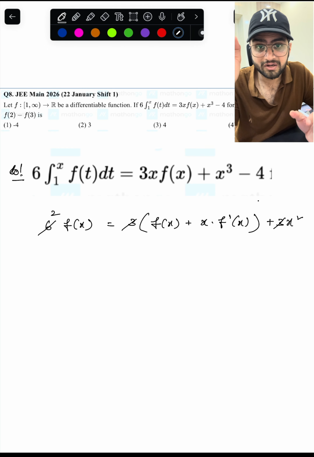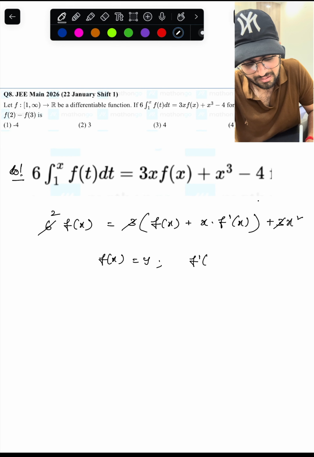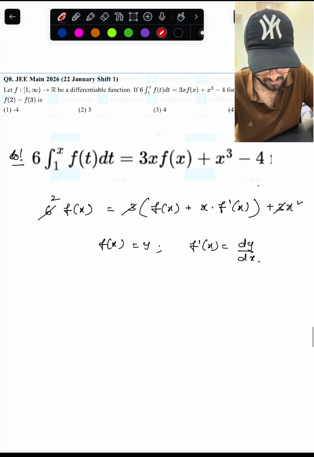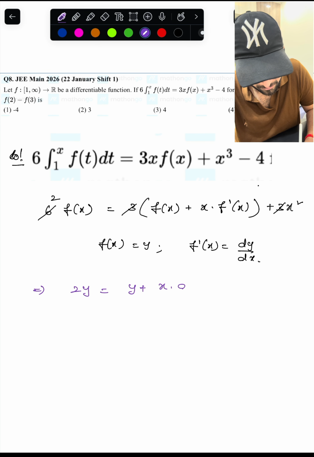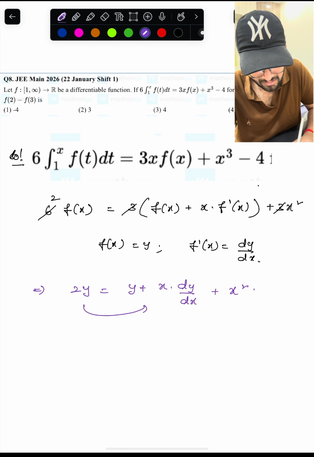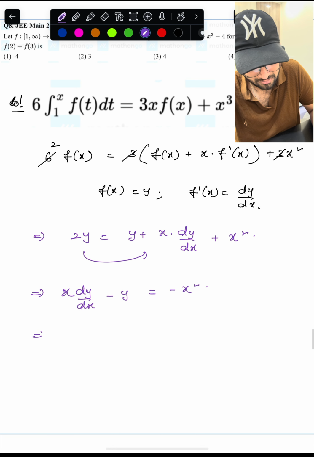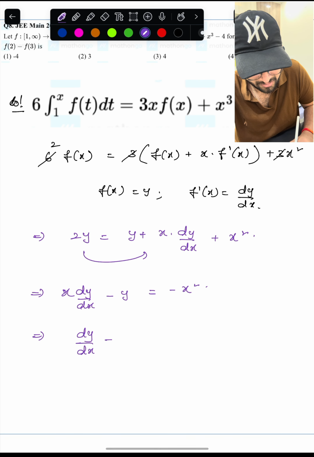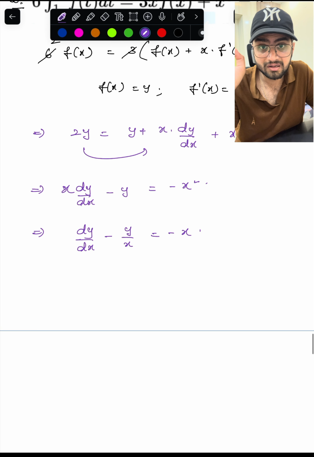So whenever you have a differential equation in terms of f of x, f dash of x, always try to replace f of x with y and f dash of x with dy by dx, because it will remove a lot of confusion and you can solve it easily, right? So what I can say is 2y equals y plus x into dy by dx plus x square, right guys? So take this to this side and you'll be getting x dy by dx minus y equals minus x square. So let's divide it by x. You'll be getting dy by dx minus y by x equals minus x. Now it's a simple linear differential equation.